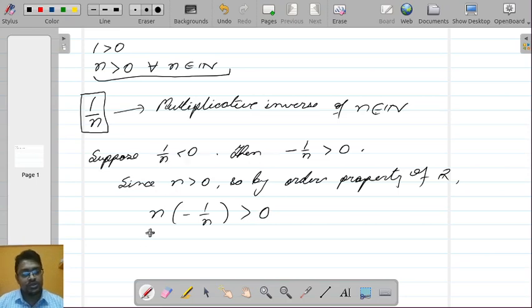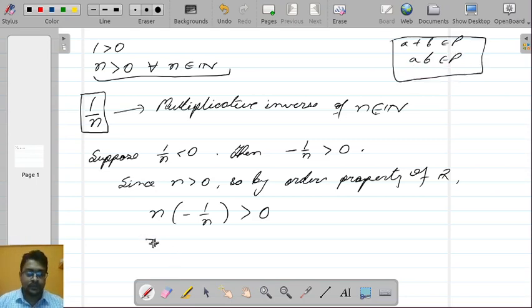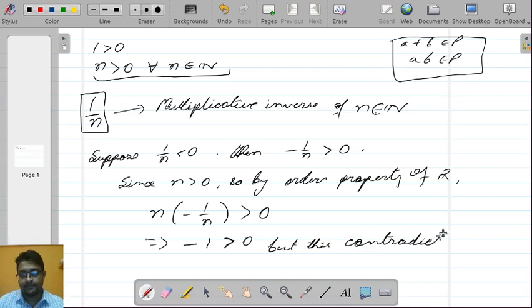Product of positive numbers is positive. This is one of the order properties. The first order property is that the sum of two positive numbers is positive, and the product of two positive numbers is positive. That is the second one. The third one is the law of trichotomy. So only these three are the order properties. So n into minus 1 by n is minus 1, so we get minus 1 greater than 0. But this is not true, this contradicts 1 greater than 0. We know 1 is already greater than 0, so this actually contradicts our result.